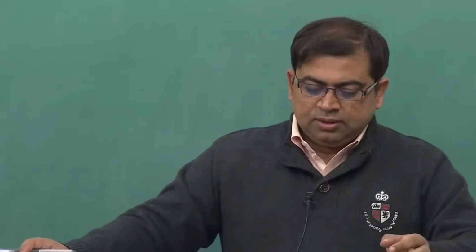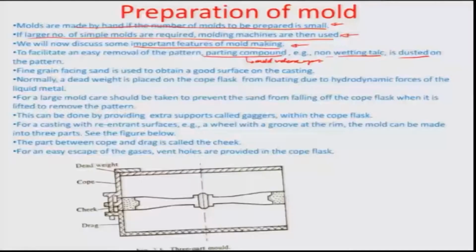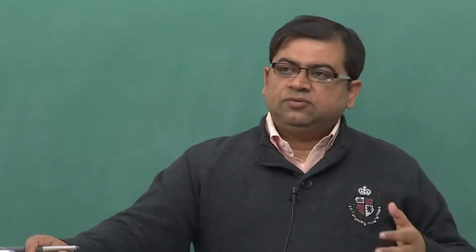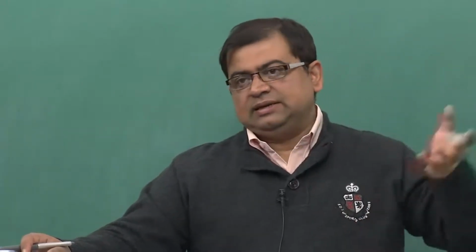There is also the requirement of a dead weight which sometimes is placed on the cope flask, as you can see here in this particular illustration. It is a 3-part mold, they are saying. So, there is a dead weight on the top. These are normally provided to avoid floating because of buoyancy forces or hydrodynamic forces as the metal enters the mold.